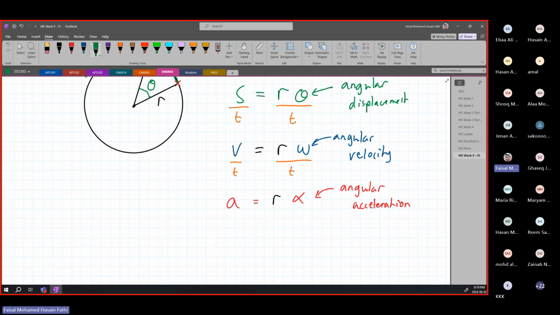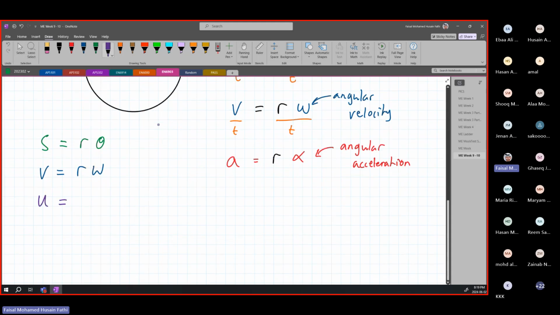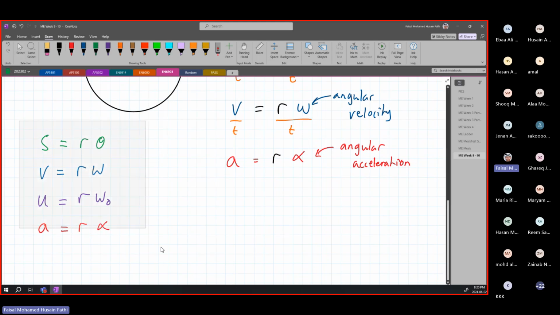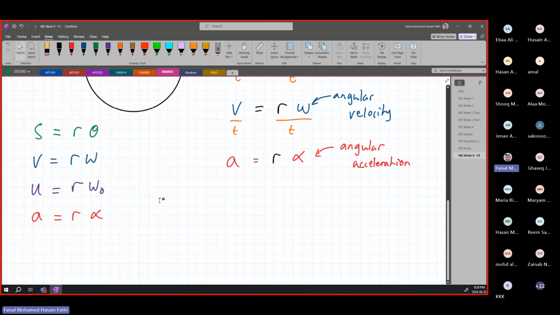So the main equations we have are: if we want to find displacement, it is equal to r theta. If we want to find v, it is equal to r omega. Or in the case of u, which color did I do u? U was red. Let's do it purple for now. In the case of u, it is going to be r omega initial. U basically means initial velocity, and omega 0 means initial angular velocity. And the last one is acceleration, which is equal to the radius times alpha, your angular acceleration. So these are your very basic formulas that you need to know.